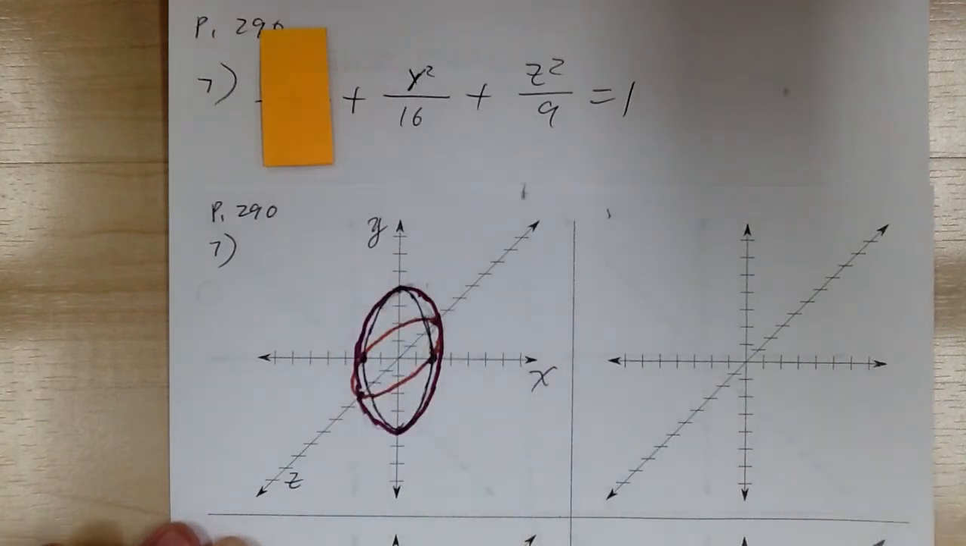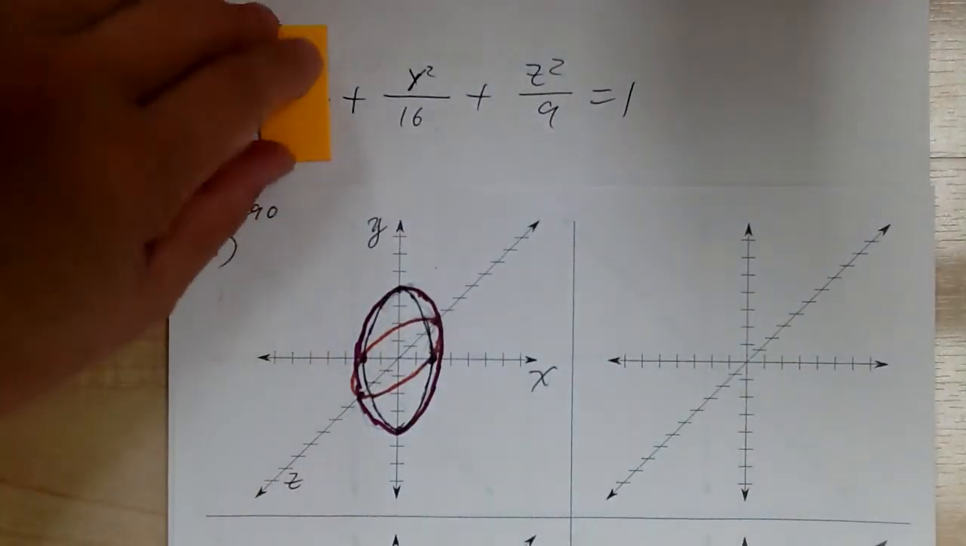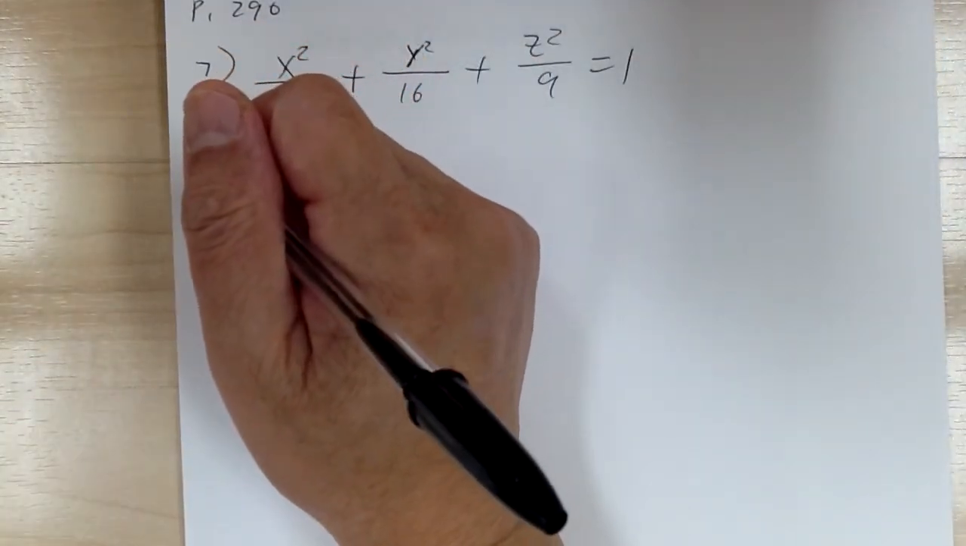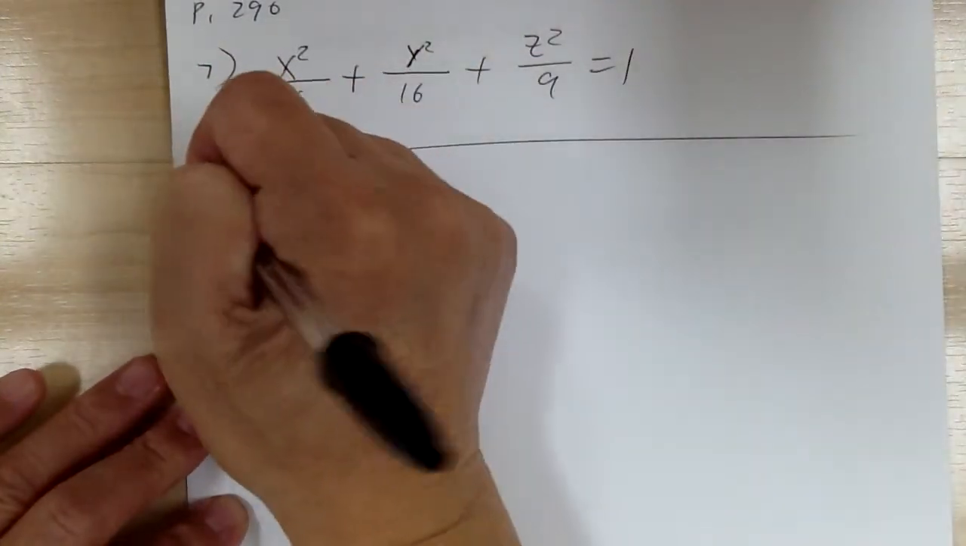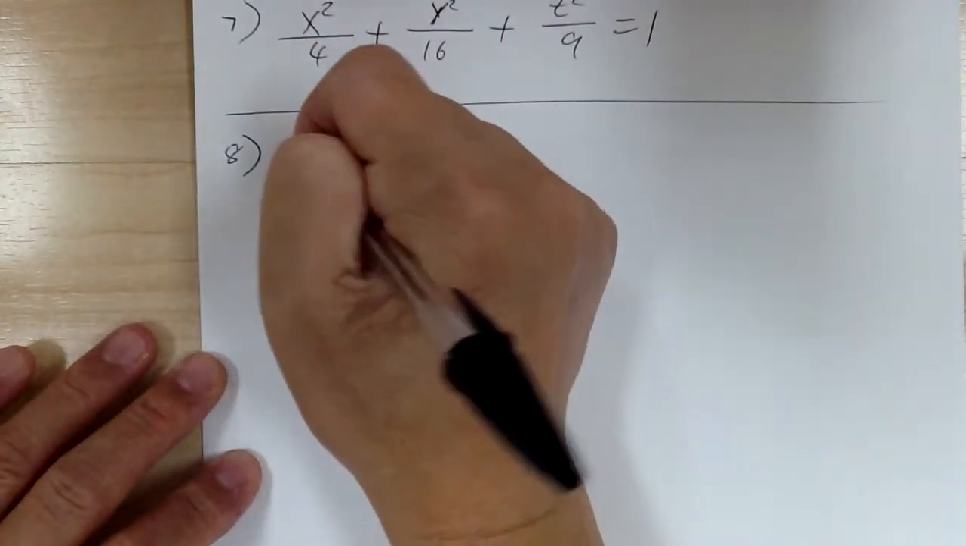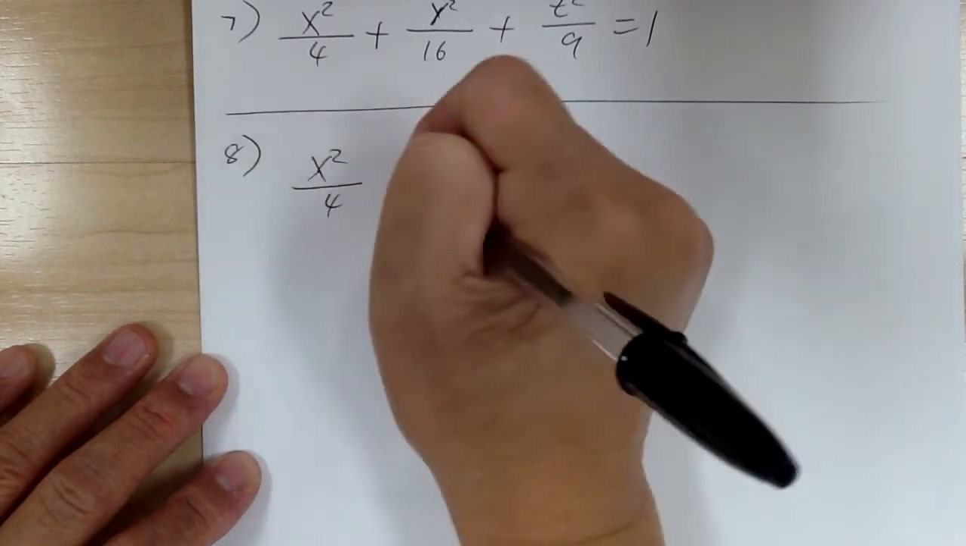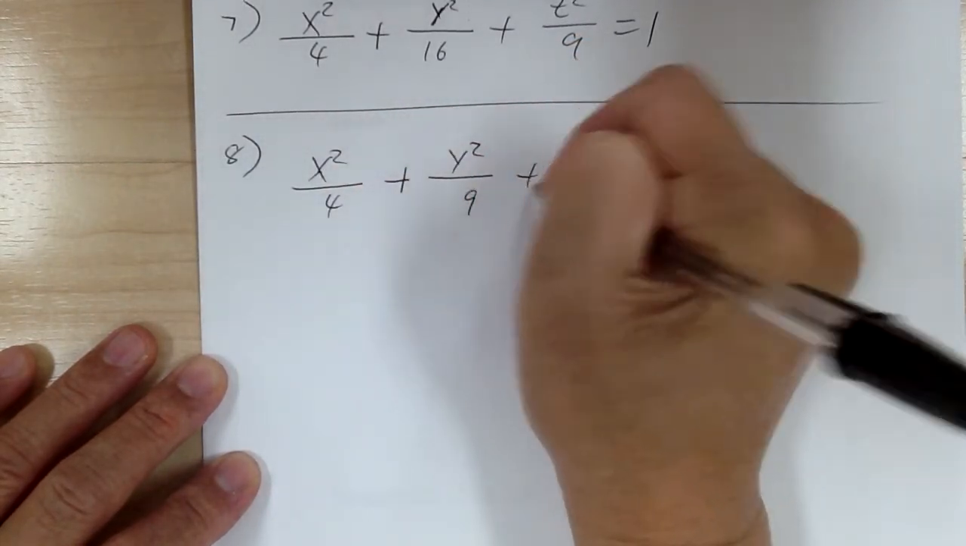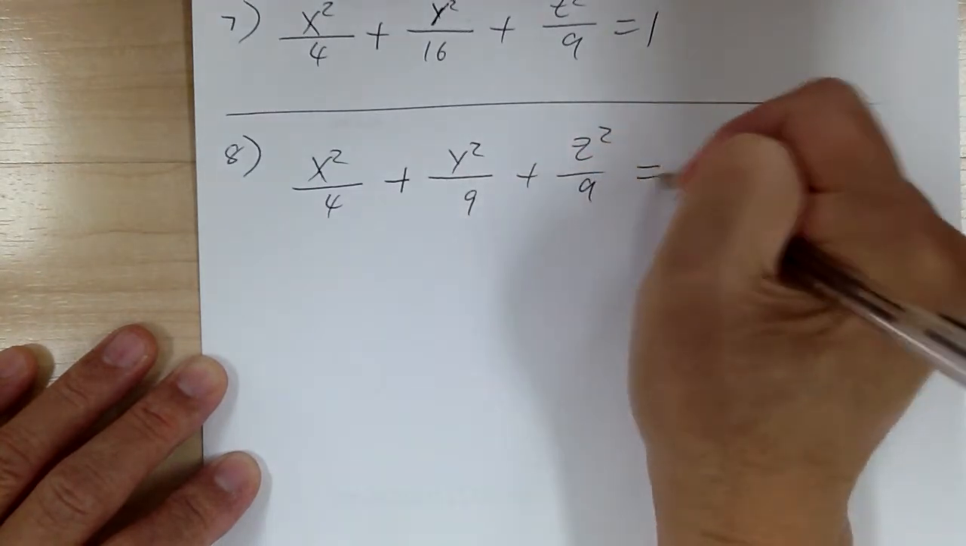Okay, so that's number 7. Now let's do number 8. Make sure you answer the question. So sketch, that's it. For number 8, you have x squared over 4 plus y squared over 9 plus z squared over 9 equal to 1.